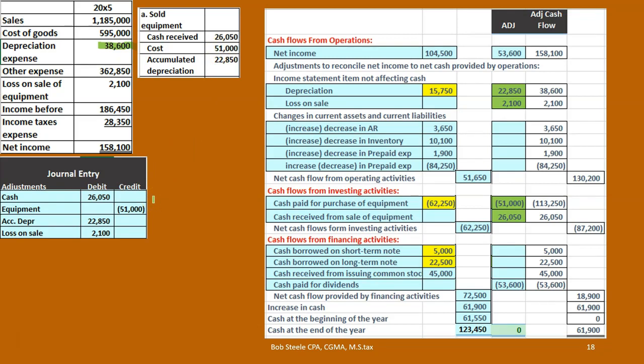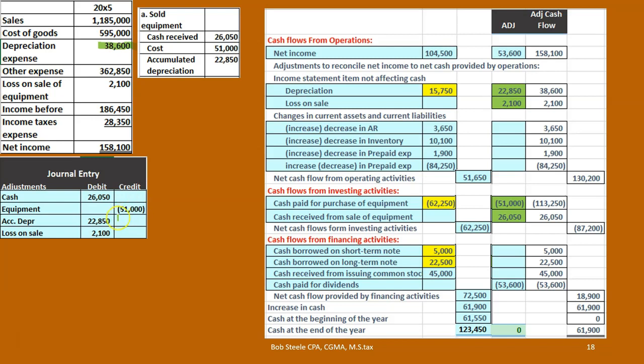We can go into our GL, double click on the GL in our software, and say, okay, this is what happened. We sold the equipment, we got 26,050 for it. That's the cash related to it. We took the equipment off the books. So that particular piece of equipment cost us 51. We had to take that off. Equipment's a debit. We credited the equipment to take it off the books at 51,000.